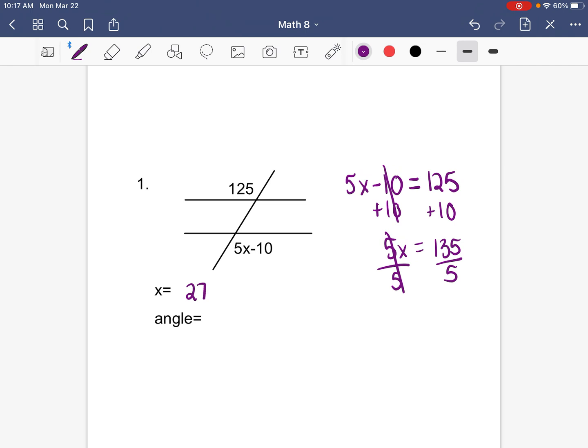Now the great thing about alternate angles is although you can plug 27 in for x and get the answer, your answer should be 125 because your angles are congruent to each other. So the only reason you really need to complete these problems is to be able to find your x, but you should know that your angles, according to alternate angles, are congruent to each other.